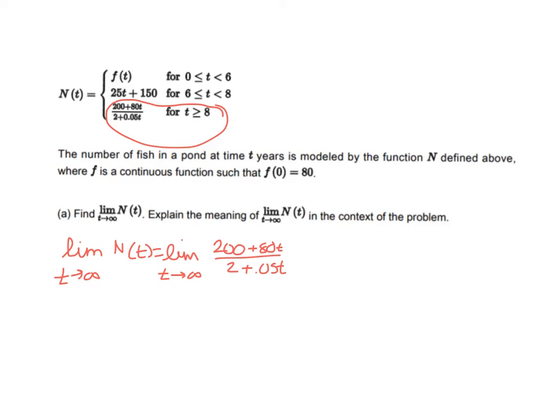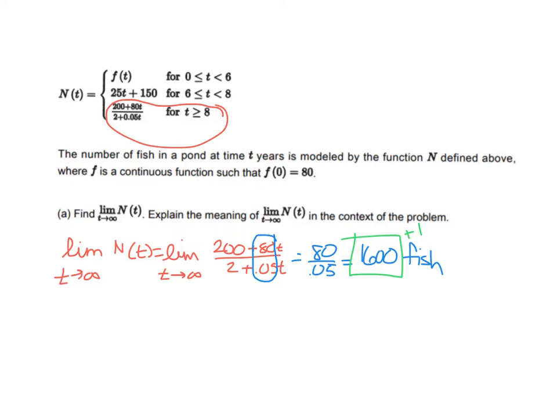Hopefully you remember that when you're taking the limit at infinity of something where the highest term has the same degree, meaning that we have t to the first and t to the first, both in the numerator and the denominator, you just look at the coefficients. So my limit is going to be 80 divided by 0.05, which ends up being 1600. Remember that our units are fish. So if you got the 1600, that's the first point that you can get on this problem.